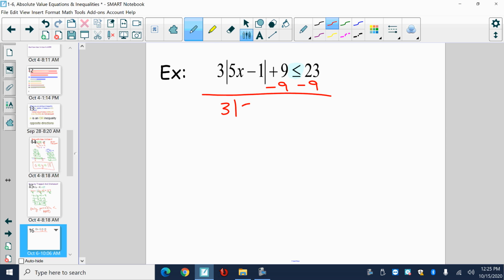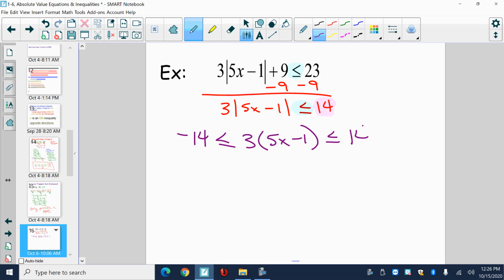So I have 3 absolute value of 5x minus 1 is going to be less than or equal to 23, take away 9 is going to be a 14. Okay? Now, 3 does not go into 14. So what I'm going to do is again notice, hey, that's an and statement. So the opposite of the number 14 is going to be negative 14. So I'm going to make this negative 14 is less than or equal to 3 parentheses 5x minus 1 less than or equal to 14. Now I've made my compound inequality.